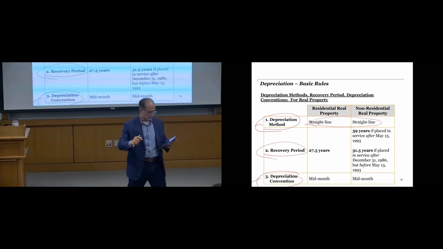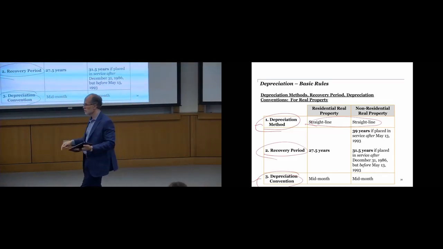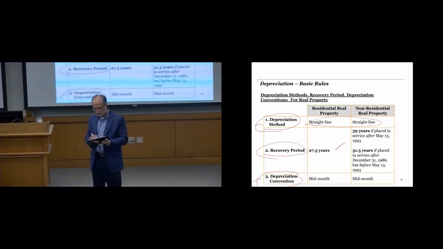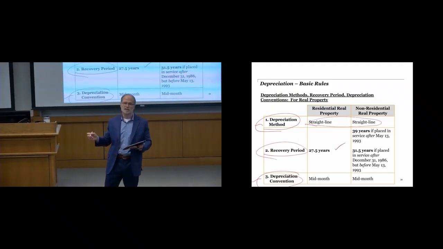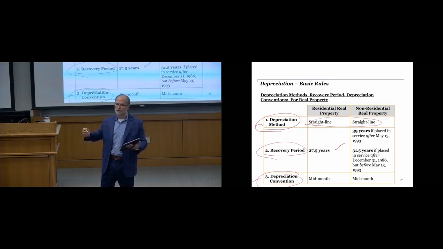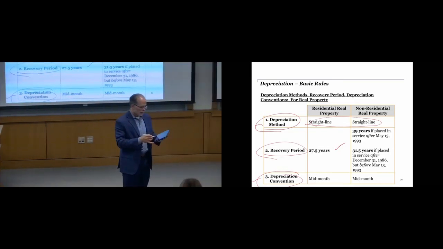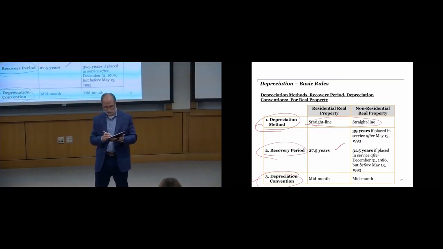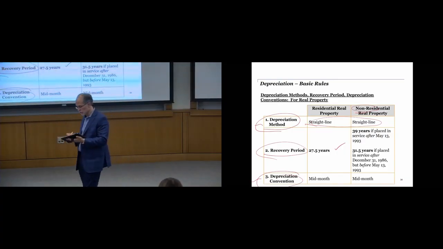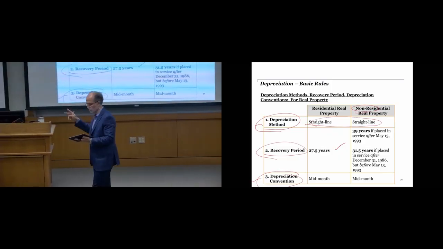The recovery period is prescriptive. They tell us that. So residential real property is 27 and a half years. Don't ask me why they do the half. They do a half. Non-residential real property, I have 2 potential recovery periods.